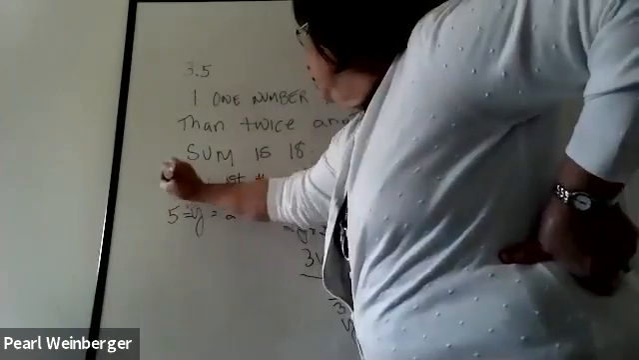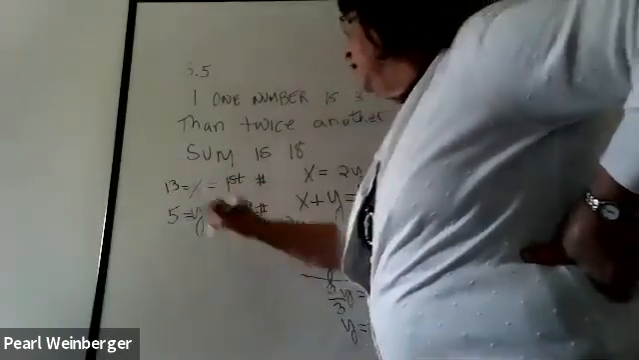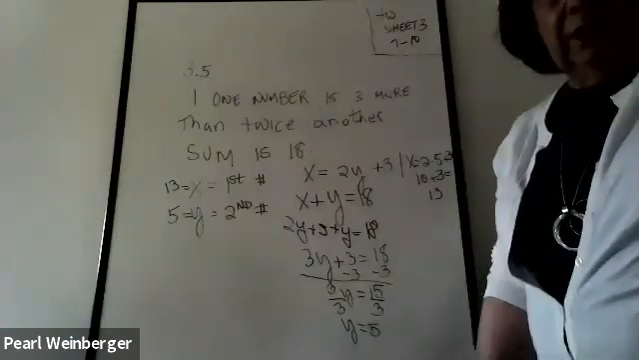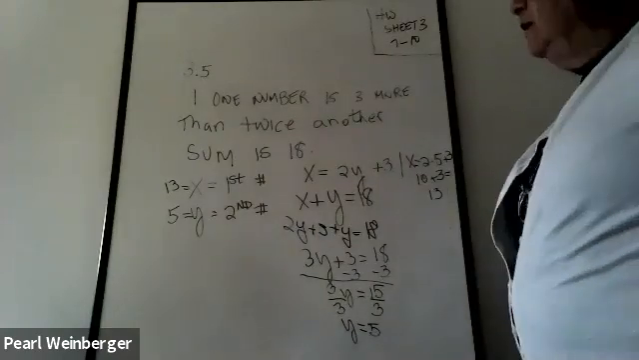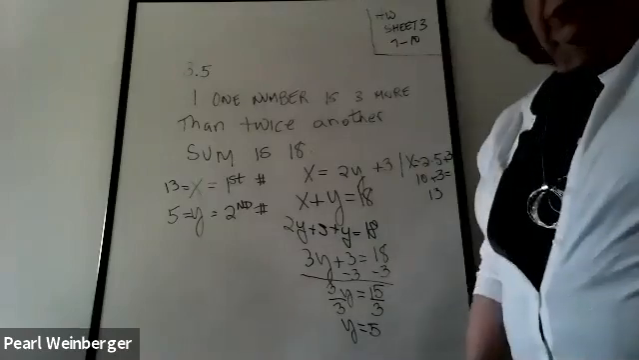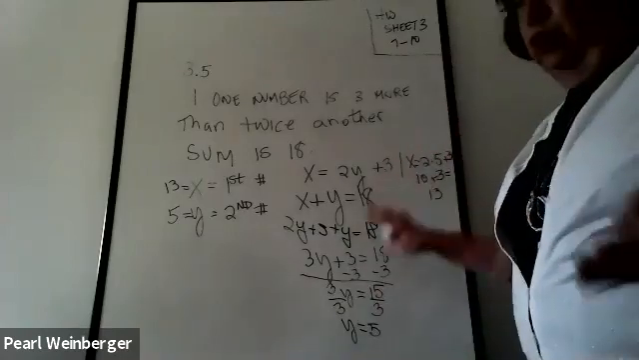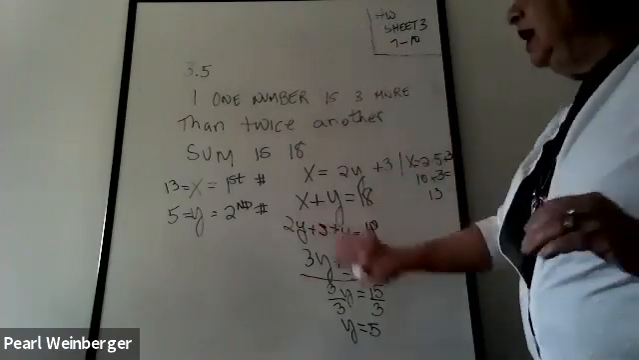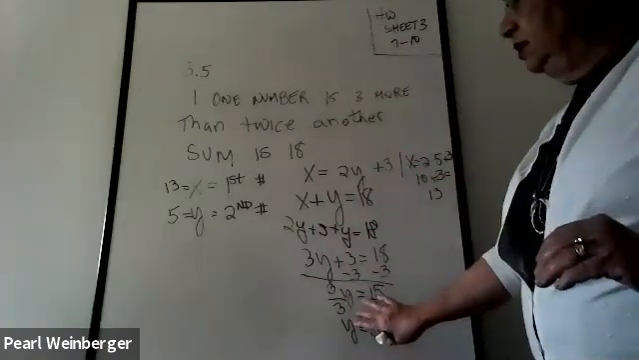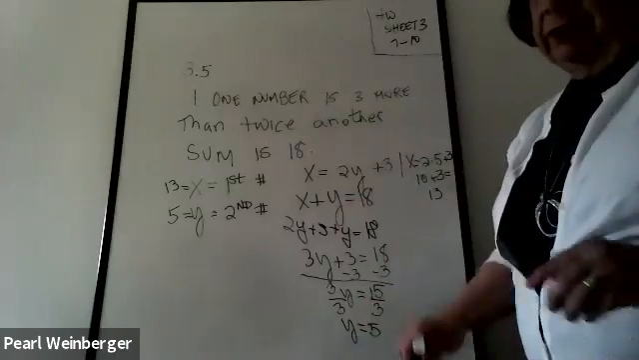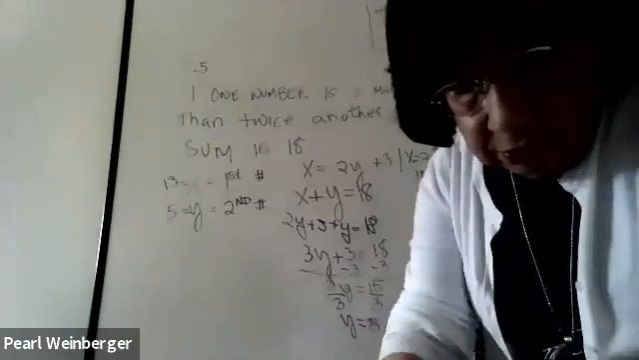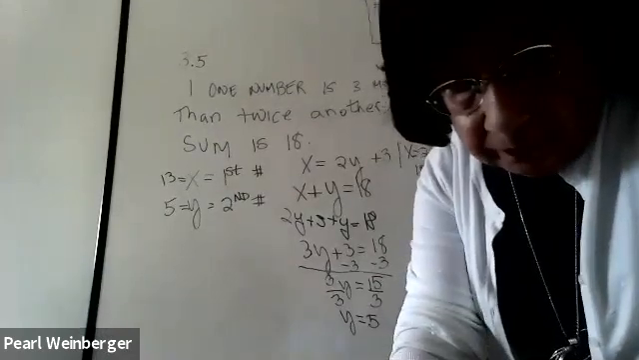My first number is 13. My second number is 5. Notice they do add up to 18. It is indeed the right answer. So that's how we take a word problem, set up the word problem so that we get a system of equations, and solve it. Okay, any questions about this?